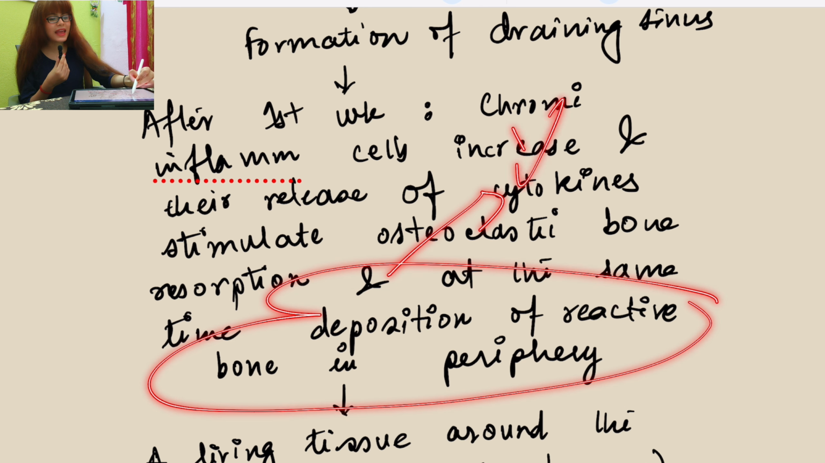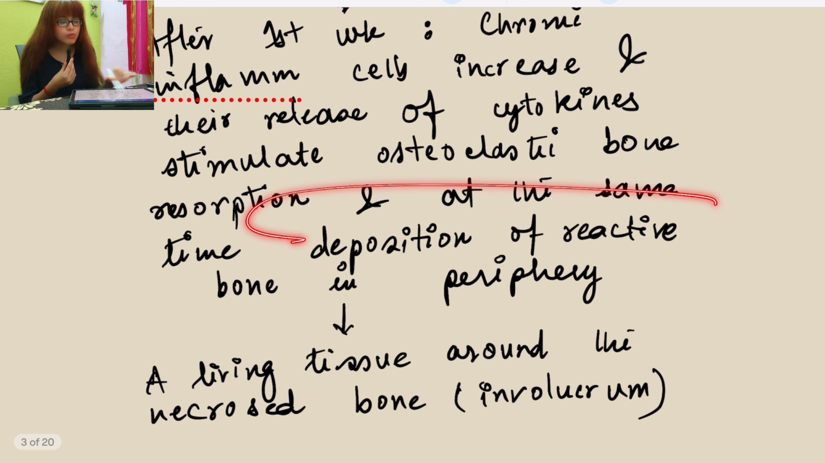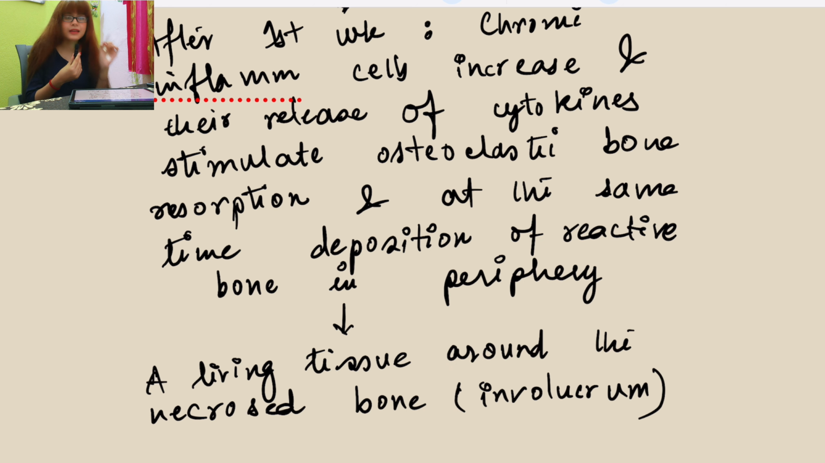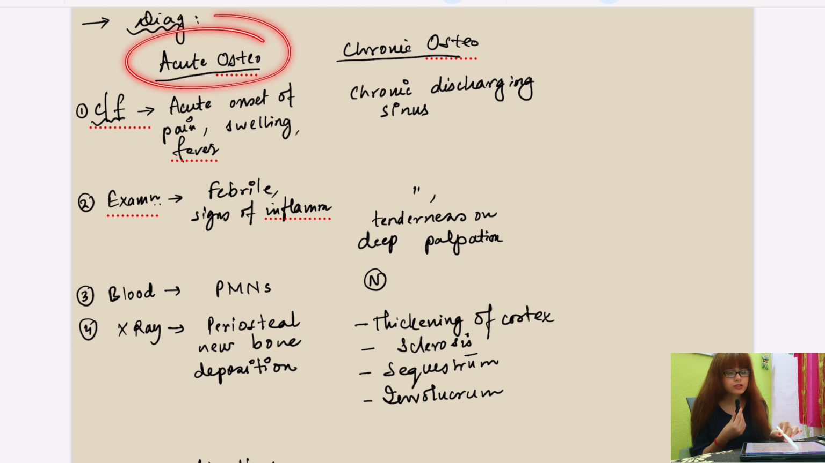This is what you see in the x-ray in case of acute osteomyelitis, and this new bone which is formed in the periphery is living bone which is known as involucrum. So you get involucrum, which is living bone, and sequestrum, which is dead bone in osteomyelitis. Now what you see exactly is that there are two kinds of osteomyelitis. One is the acute, one is the chronic one.